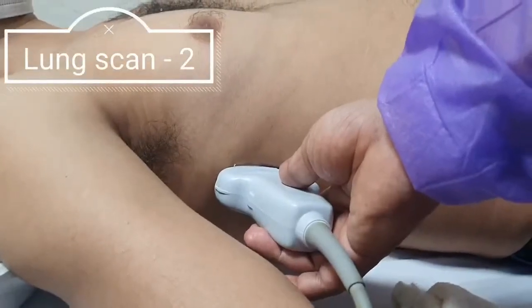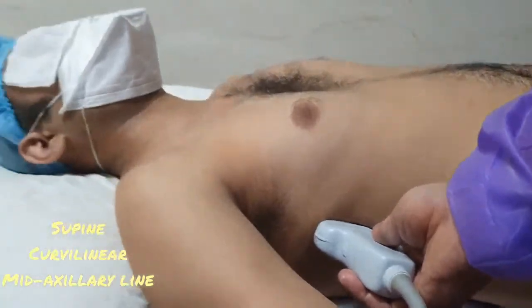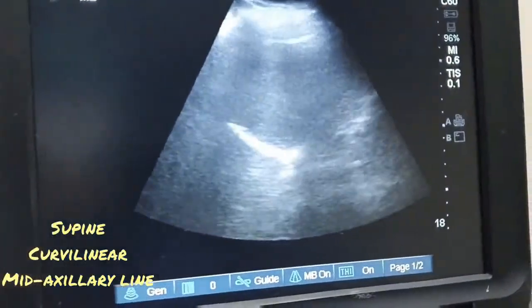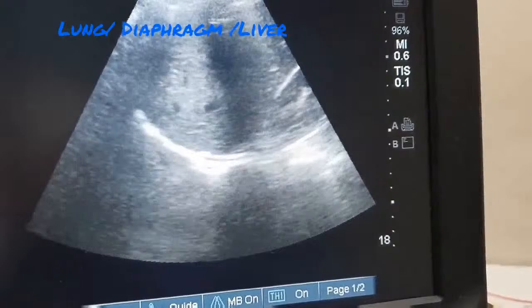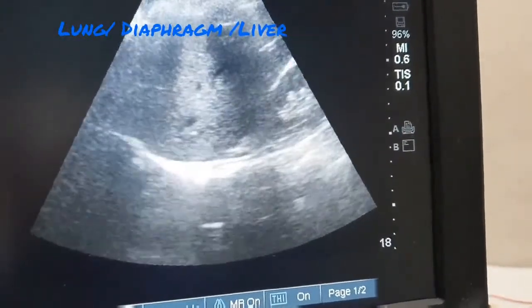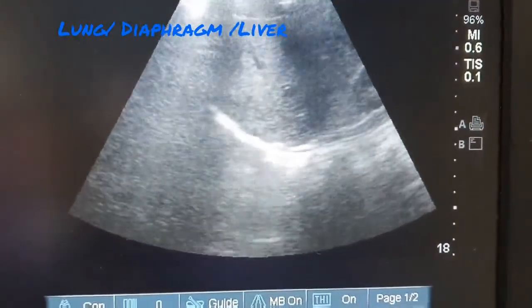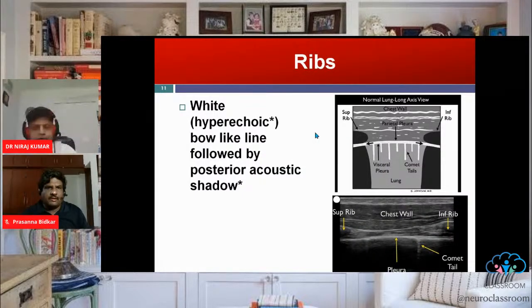In the second technique, we are using a curvilinear probe placed at the mid-axillary or posterior axillary line. First of all, we have to recognize the bright hyperechoic curve-like structure, that is the diaphragm. The liver is situated below the diaphragm and lung is situated above the diaphragm. But in a normal healthy lung, above the diaphragm, we are getting the mirror image of the liver. So try to remember this first technique. We have used the linear probe at the mid-clavicular line.